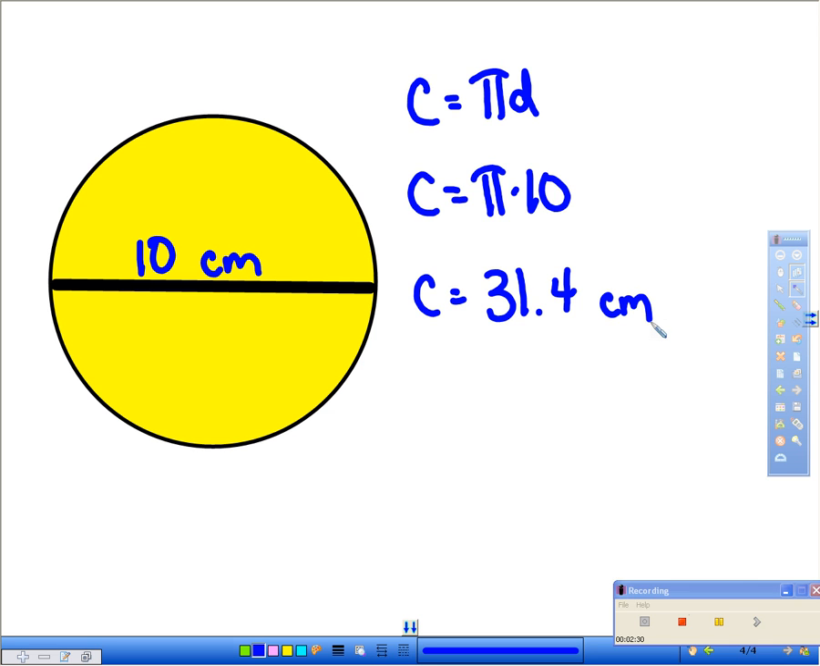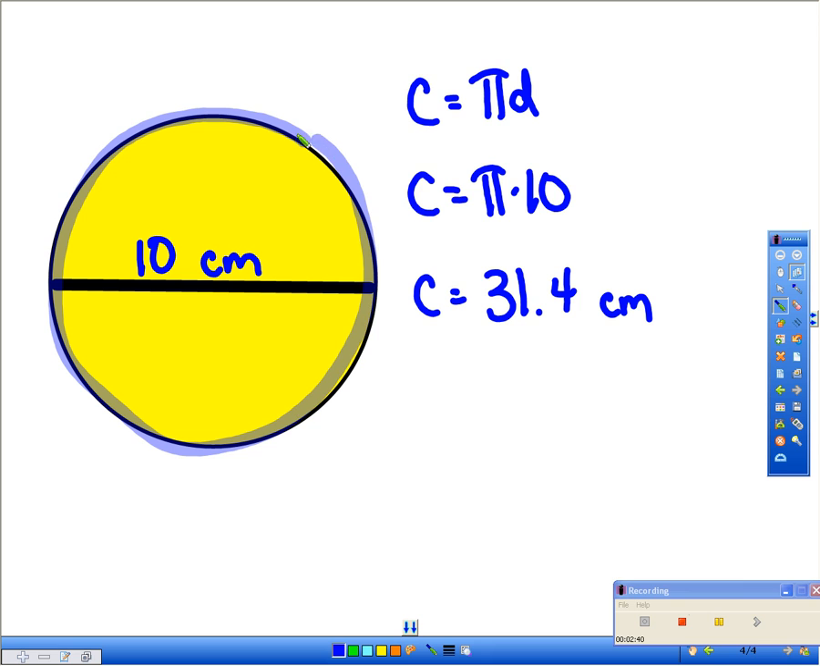That's how you find the circumference of the circle. And the circumference of a circle, in case you already forgot, is the distance around a circle.